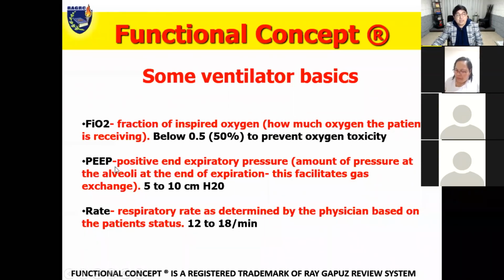Then we have PEEP, positive end expiratory pressure. This refers to the amount of pressure at the alveoli at the end of expiration. So which means PEEP facilitates gas exchange. Now it's expressed in centimeters of water. So the normal value is 5 to 10, okay? Then you have the rate, which refers to respiratory rate as determined by the physician based on the patient's status. Normal is 12 to 18 per minute. So those are the three basic things that I'd like you to be familiar with: FiO2, PEEP, and the respiratory rate.